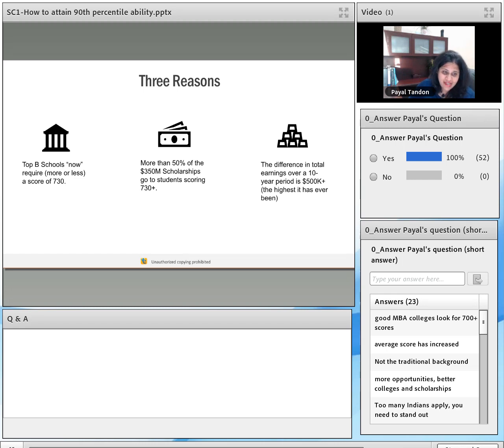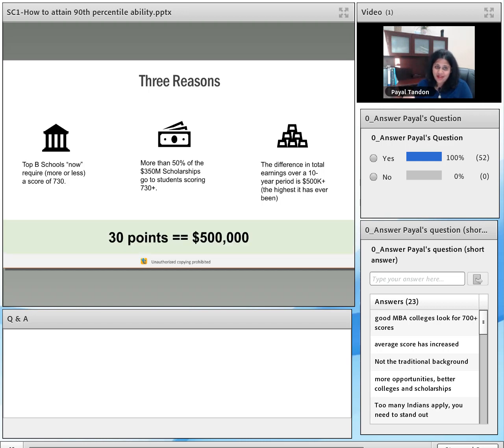The third reason, which I didn't see a number of people mention, was that if you today get an MBA from a top B school, from top 25 B schools versus from second tier or third tier schools, the delta in the earnings that you realize after you graduate has been more than ever. Okay, and that delta alone over a 10-year period would amount to $500,000. So that is the realization of the ROI that you're going to have over a 10-year period, and all of this is possible if you score.